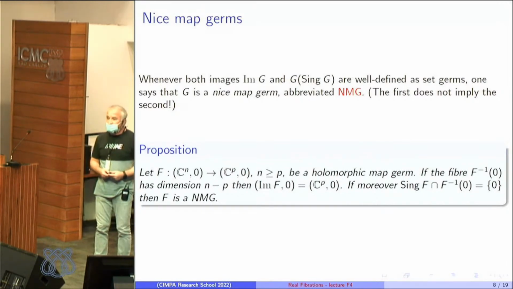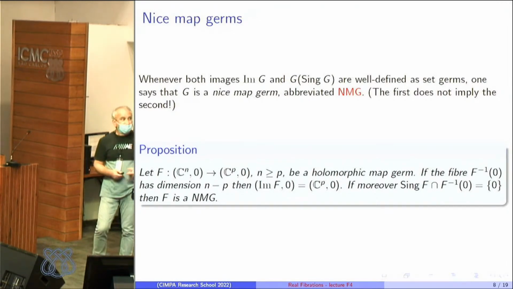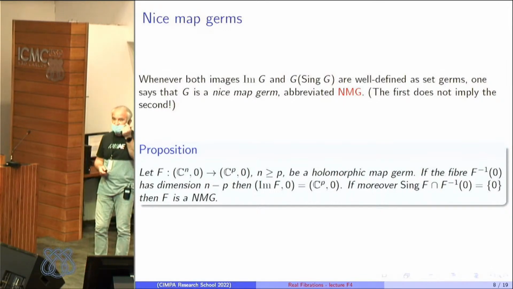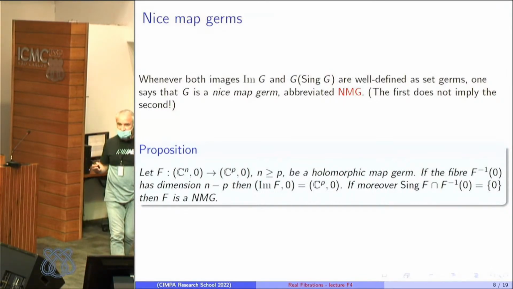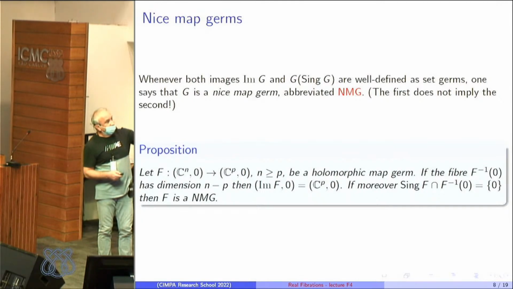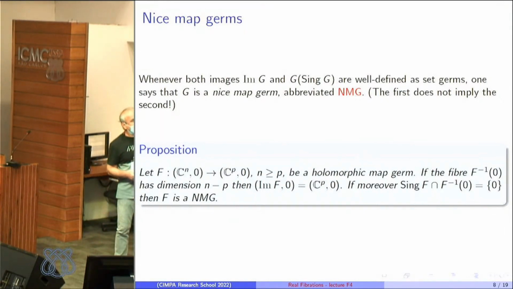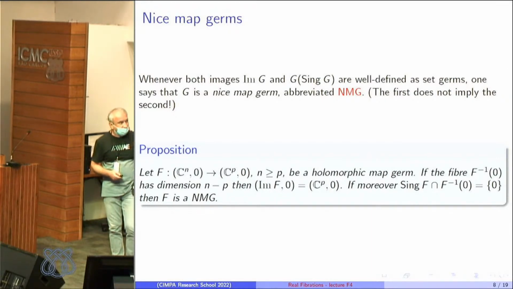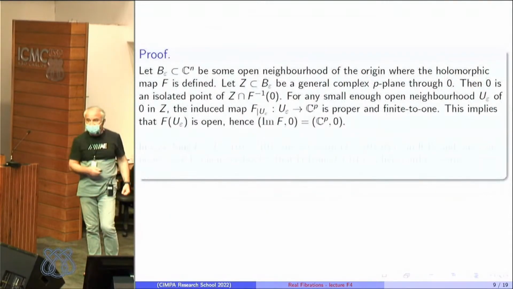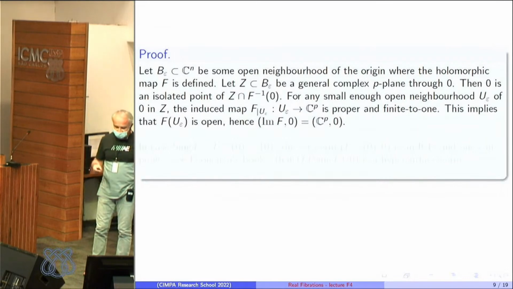is the class of ICIS. So if you have an ICIS, that means you have a map from Cn to Cp, and the fiber has the right dimension, the expected dimension, and the codimension is equal to the dimension of the source. Then you have equality of germs, and if it happens that the singular locus intersects F inverse of the fiber just at 0, then this is a nice map germ. And you have already seen more or less the proof, both Monday and today.